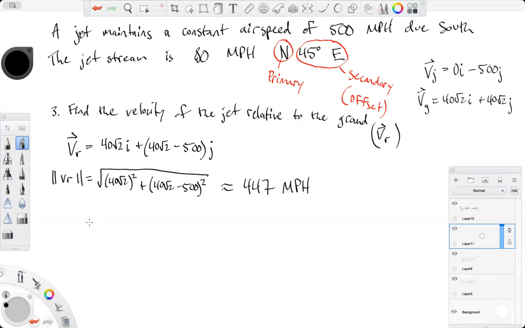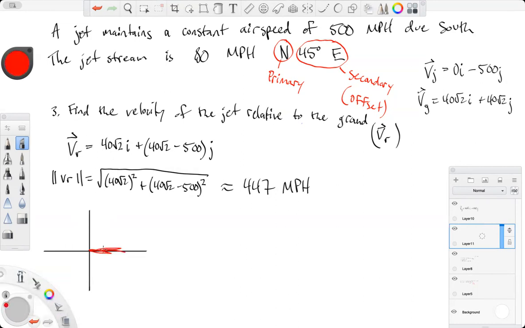I'm going to look at this and say, all right, the first thing I want to do is sketch this vector right here. It doesn't have to be super accurate. We just have to know a couple key things. Number one, is the i component positive or negative? In this case, it's 40 root 2, so it's positive.